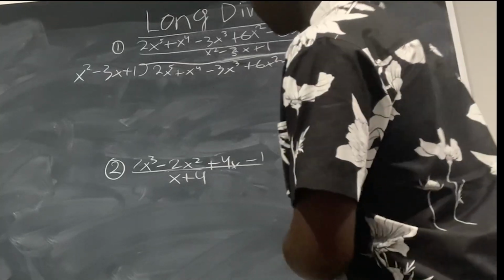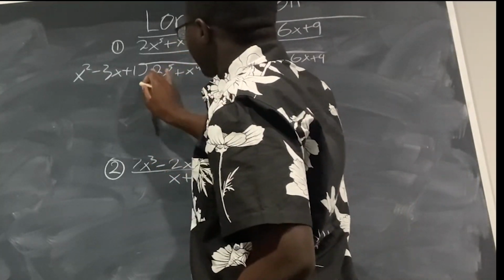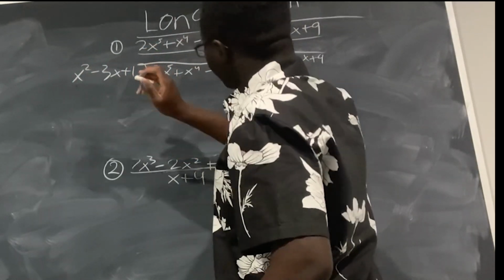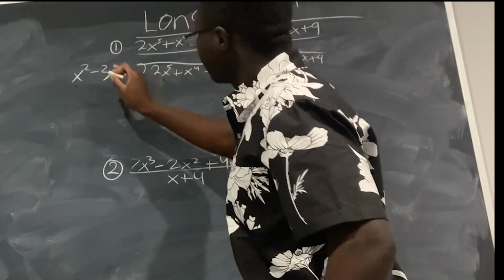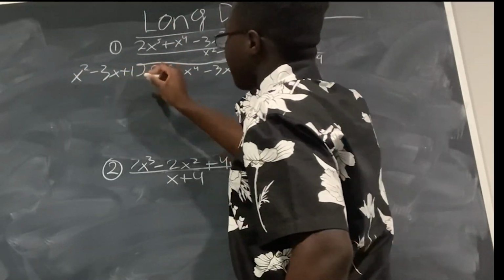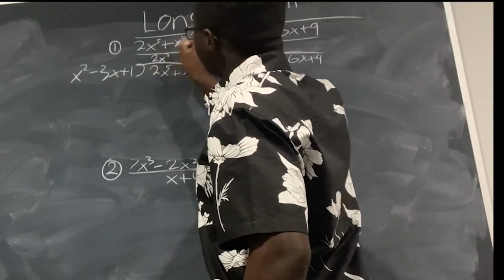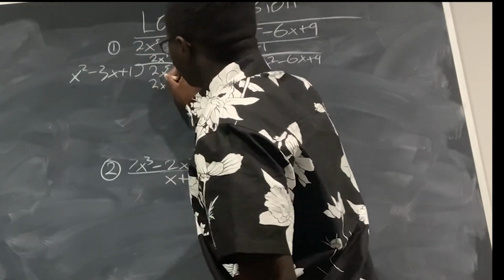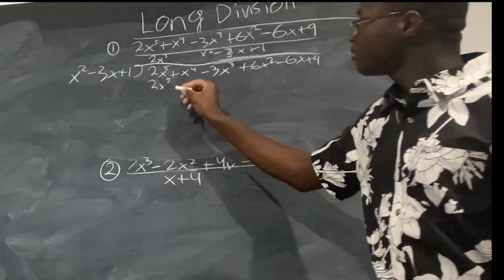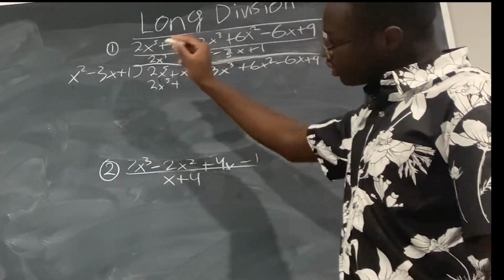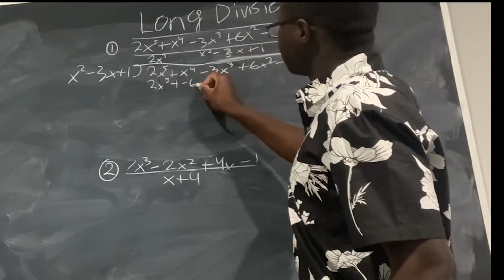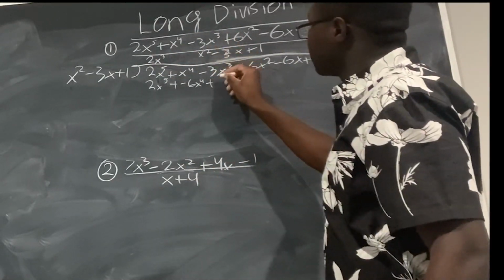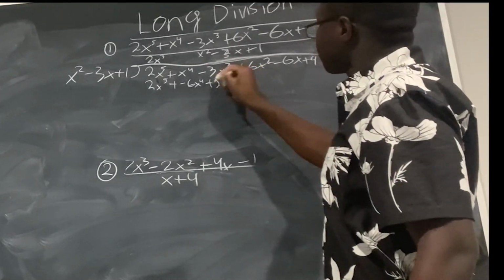Now what we do from there is we want to figure out what we multiply this leading number by to get the number that we have right here. So 2x to the 5th divided by x squared leaves us with 2x cubed. Now we multiply everything by that: we have 2x to the 5th, then 2x cubed times negative 3x is minus 6x to the 4th, and then times 1 is plus 2x cubed.